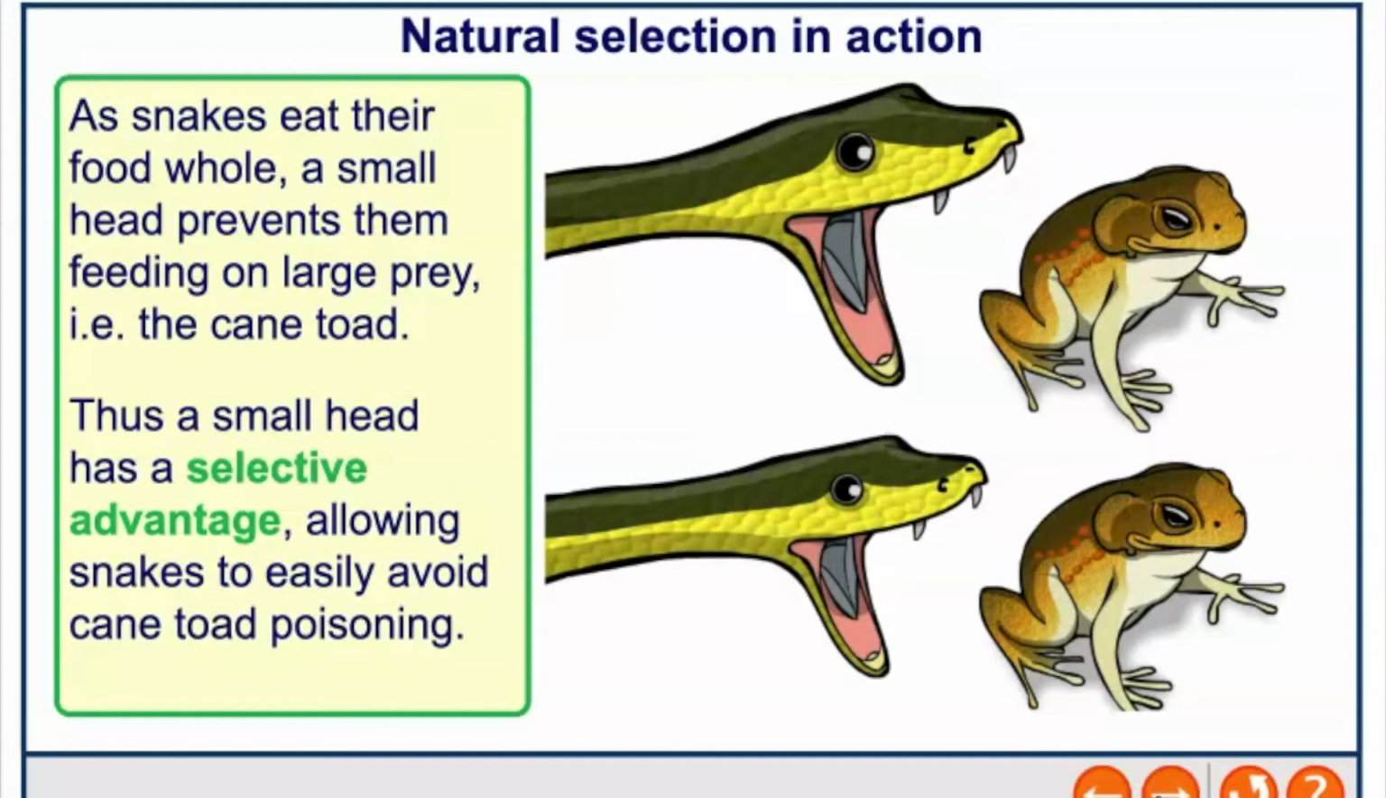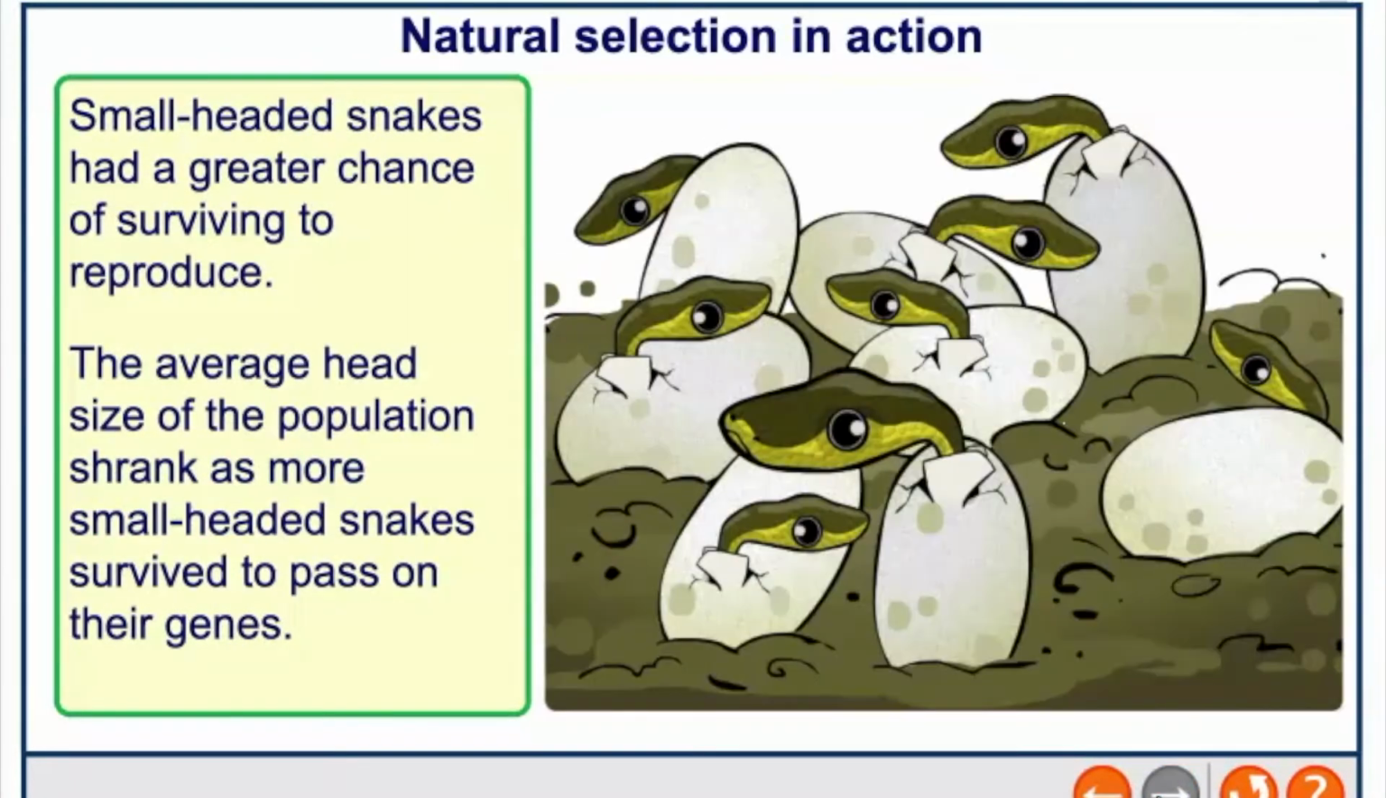So a small head gave that selective advantage to the snake, allowing the snakes to easily avoid cane toads and cane toad poisoning if they had a small head. Small-headed snakes had a greater chance of surviving to reproduce. The average head size of the population shrank as more small-headed snakes survived to pass on their genes. So over time, we saw a change in the average head size of the snakes.